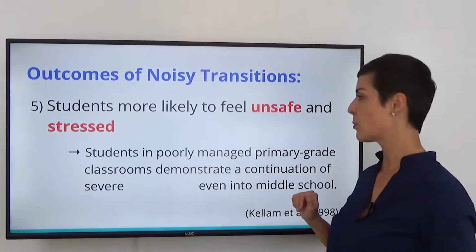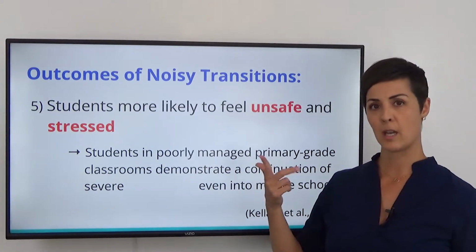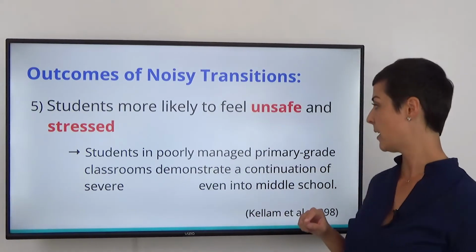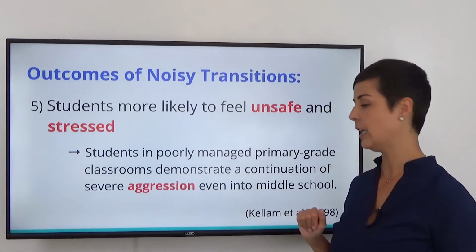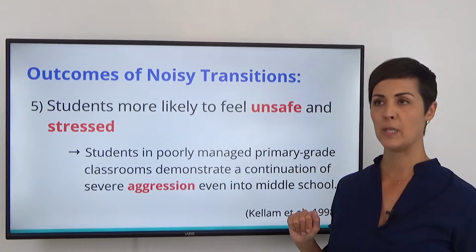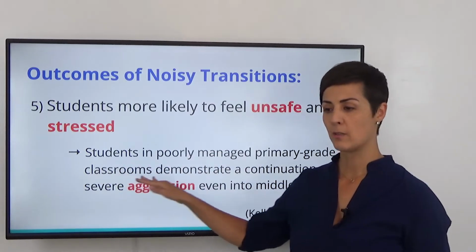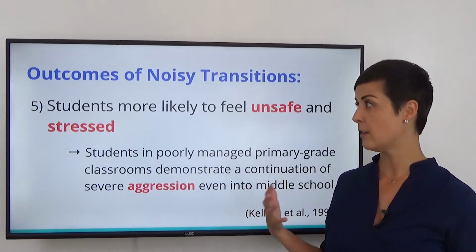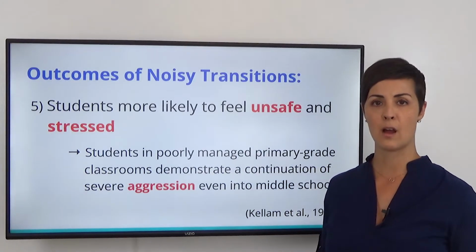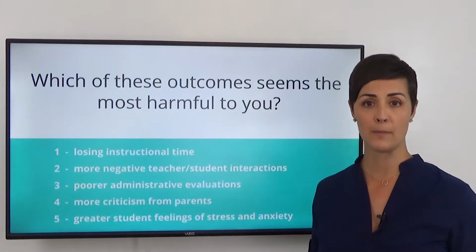Students in poorly managed primary grade classrooms, so grades K1-2, pre-K K1-2, demonstrate a continuation of severe aggression even into middle school, which means it doesn't just affect them that year, it continues to affect them throughout their school career if the problem behavior is not managed, if it's not intervened upon.